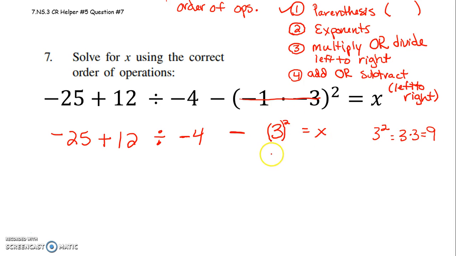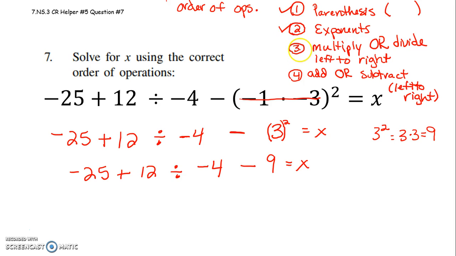So underneath my 3 squared, I write what that is. That's a 9. And guess what? I keep everything else the same. Everything else has to be copied down. Do not be lazy. Just copy everything else down. Okay, took care of my exponents.